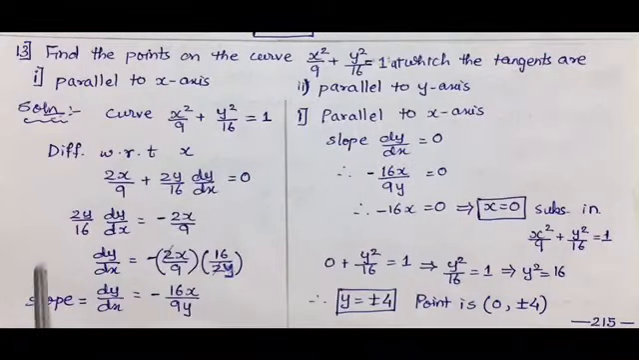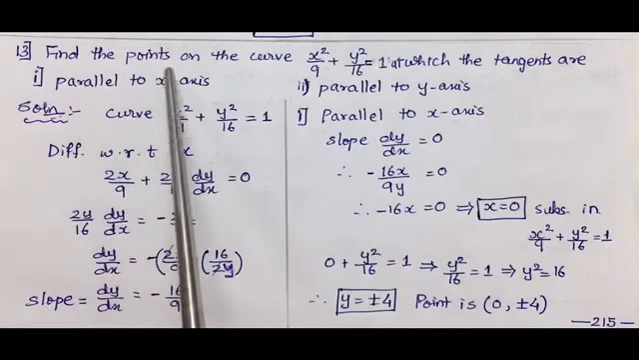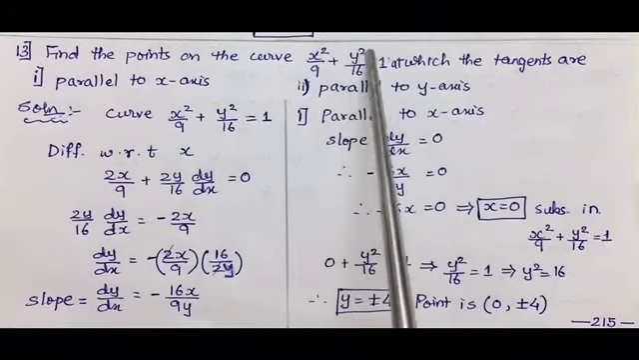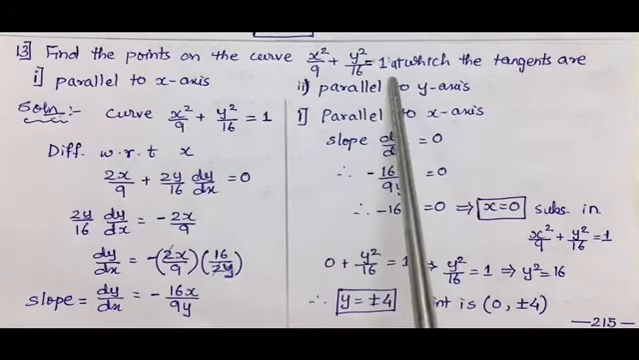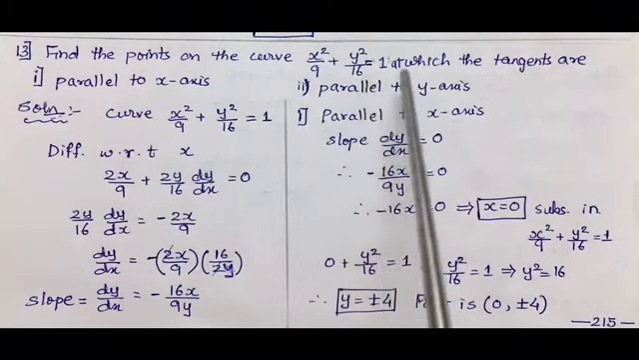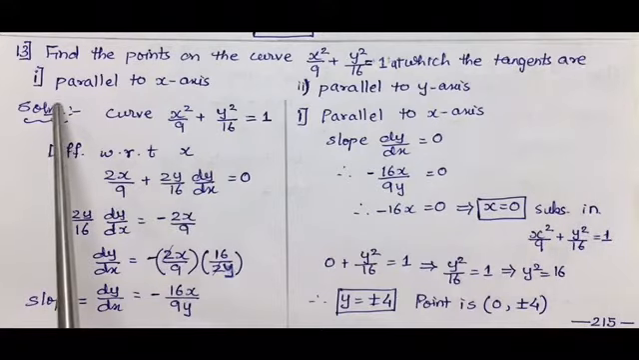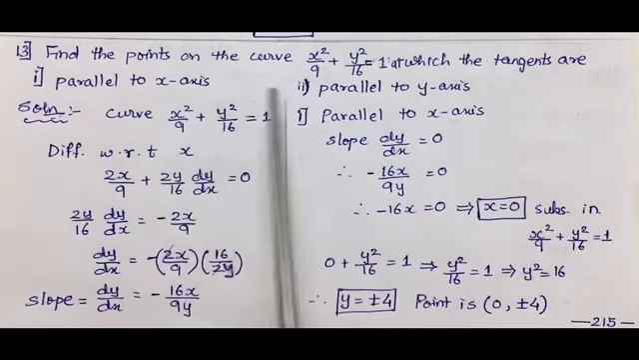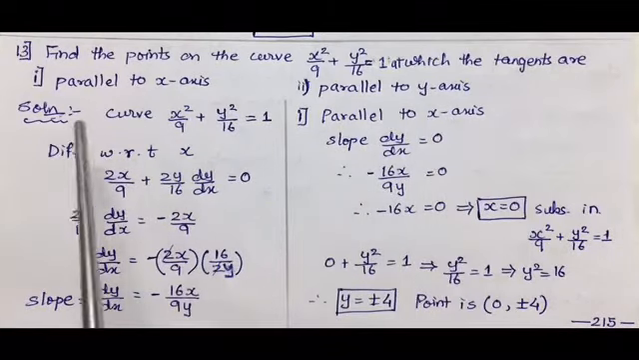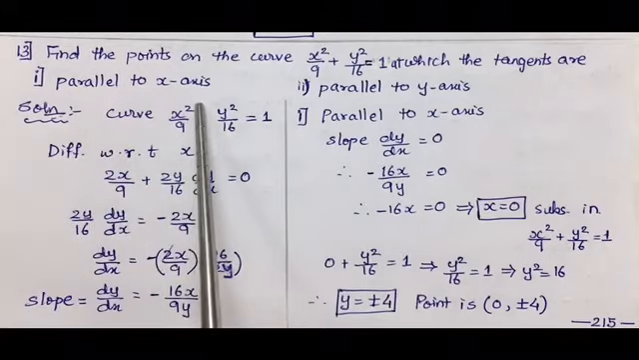13th one, the question is, find the points on the curve x square upon 9 plus y square upon 16 equal to 1. This is an equation of ellipse at which the tangents are, number 1, parallel to x-axis and number 2, parallel to y-axis.